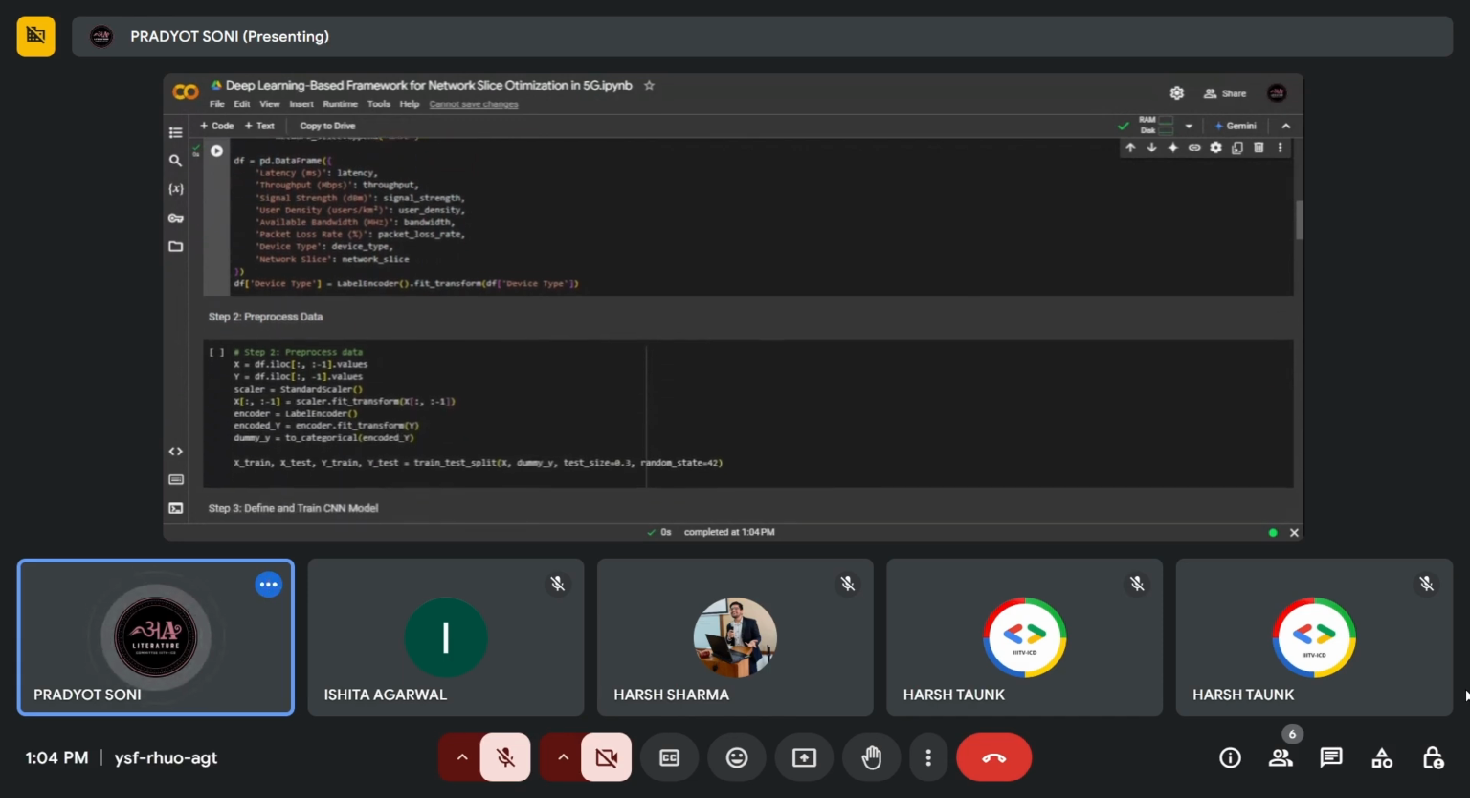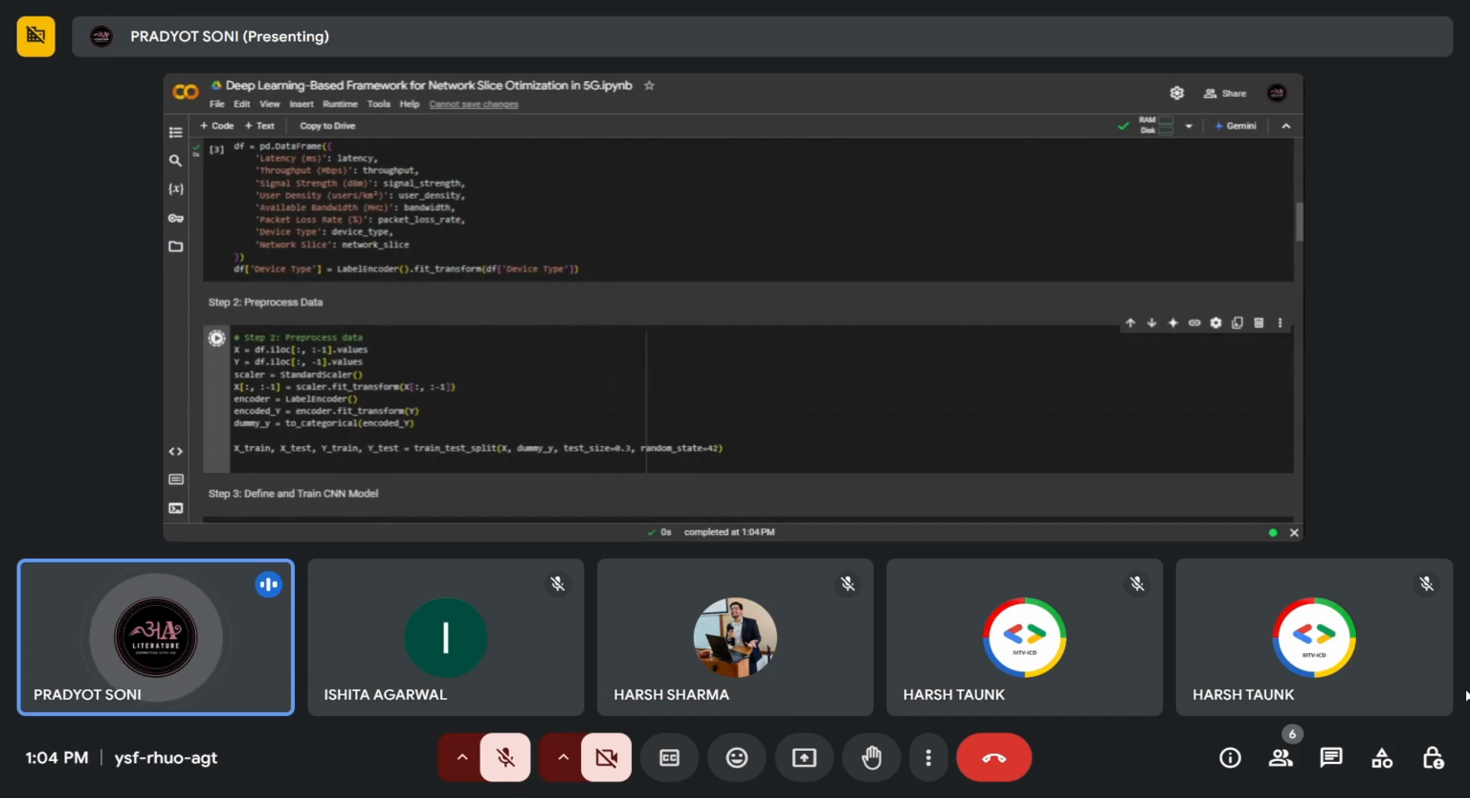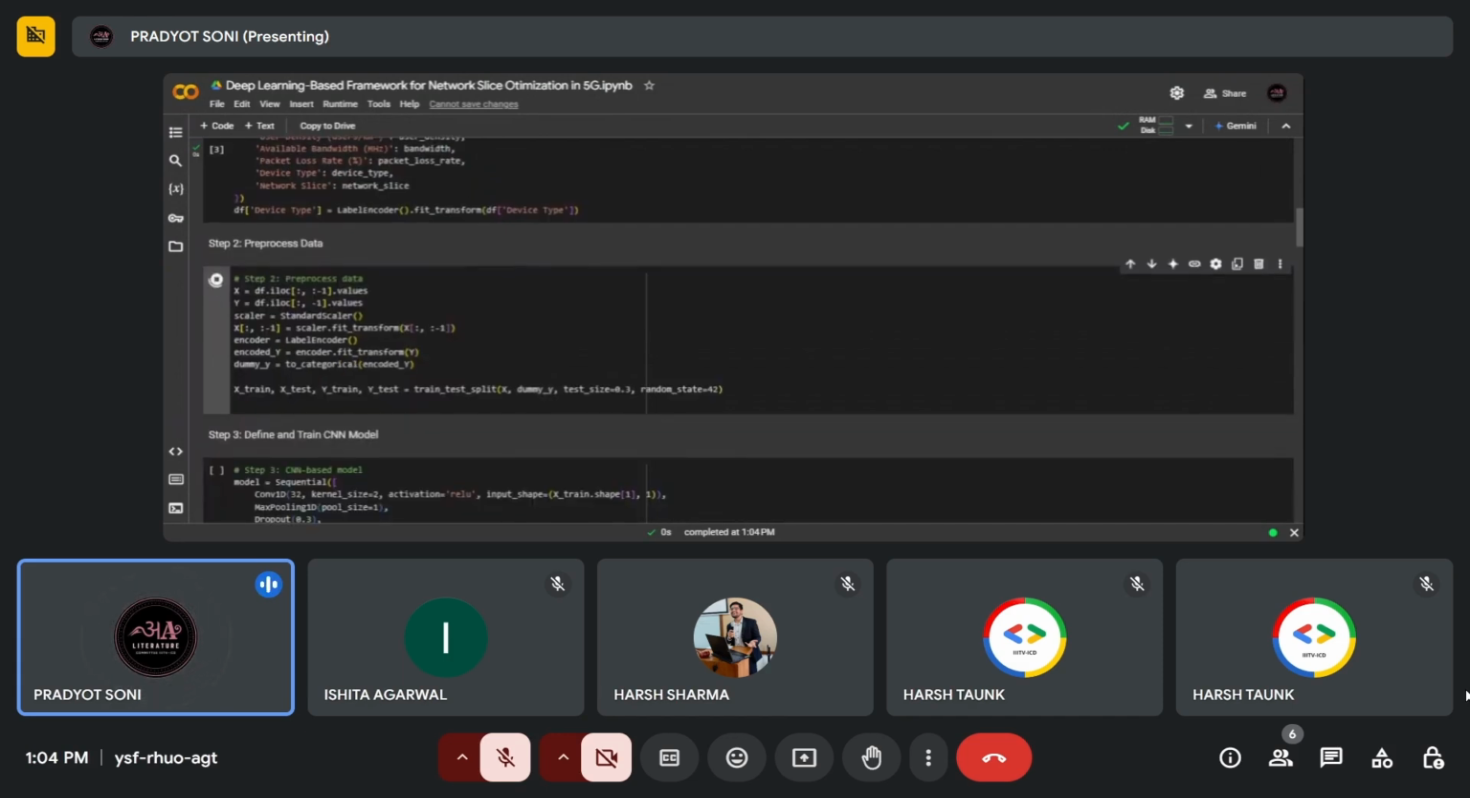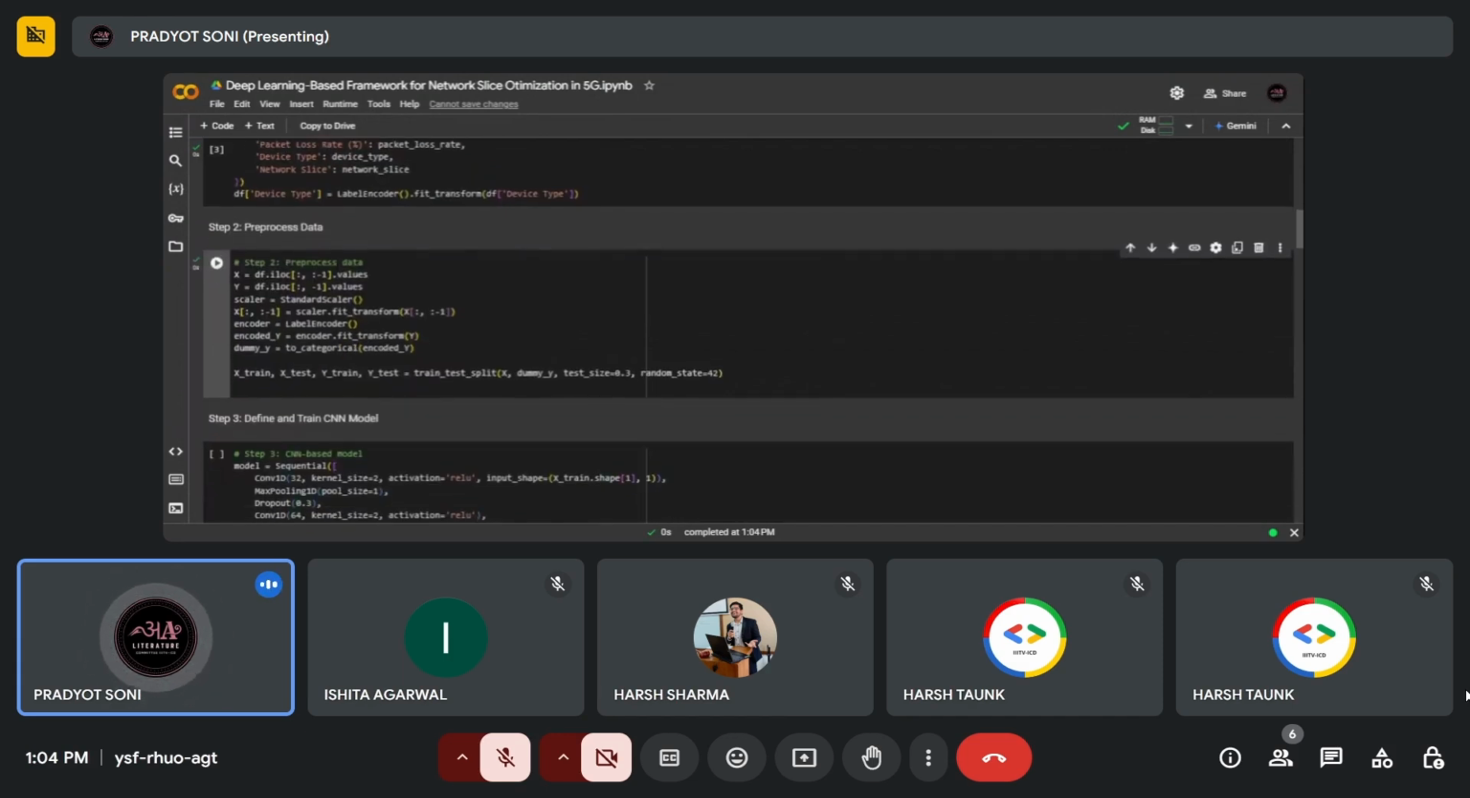So the next step was to pre-process the data. So we scaled the numerical features to standardize them using a standard scaler. For the target labels, we converted them into one-hot encoded format using TensorFlow utilities. Finally, we split the data into training and testing sets, ensuring 30% of the data was reserved for testing.